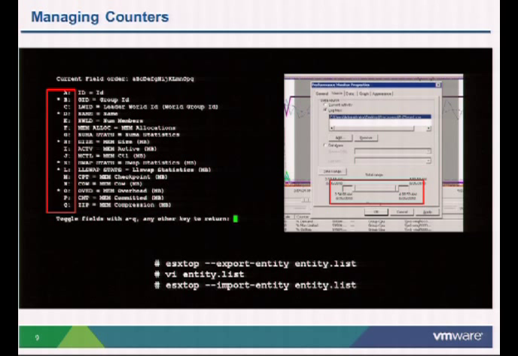ESXtop with the export entity option, and this will generate a file. You can then edit this file and prune the entries that you're not interested in. You can basically just delete the lines that you're not interested in, and then run ESXtop with the import entity option, and only the lines which are present in that file, only the data for those will be collected. So you can greatly limit the data that you're collecting by using this option. And this works across different screens. So you can prune out VMs in the CPU screen, you can prune out interrupts in the interrupt screen, you can prune out LUNs in the disk screen, and so on.